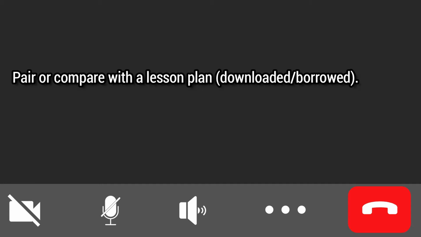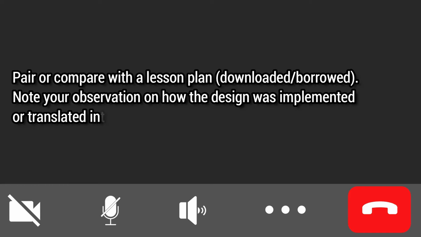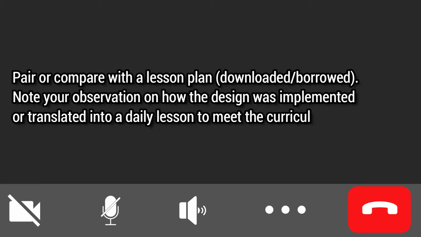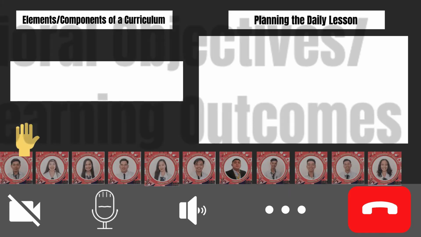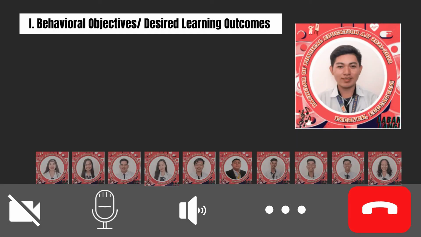Pair or compare with a lesson plan, downloaded or borrowed. Note your observation on how the design was implemented or translated into a daily lesson to meet the curriculum requirement. Behavioral objectives or desired learning outcomes.